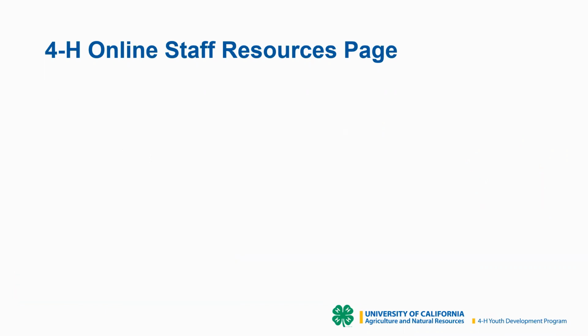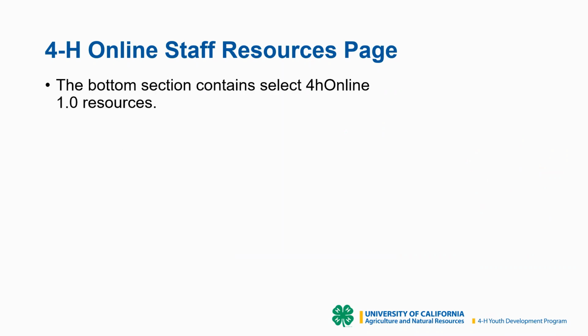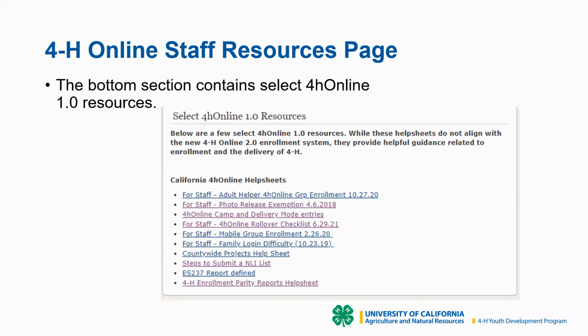Let's take a closer look at the 4-H Online Staff Resources page starting at the bottom of the page. This is the area you will find select 4-H Online 1.0 resources. While these help sheets do not necessarily align with 4-H Online 2.0 screenshots, they do continue to provide relevant guidance related to enrollment, policy, and the delivery of the 4-H program. As 2.0 specific help sheets are built, these will be replaced.